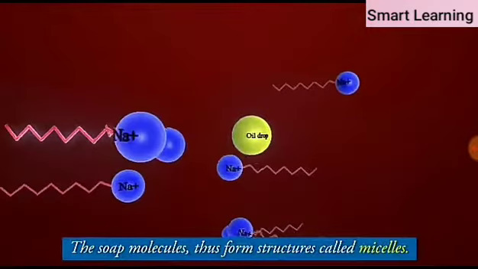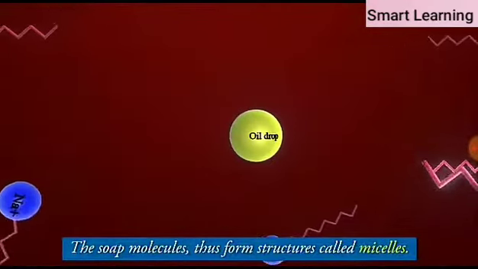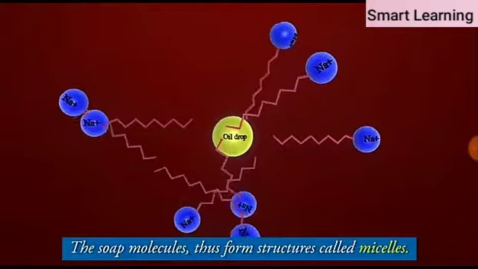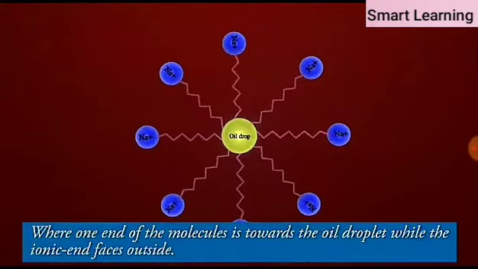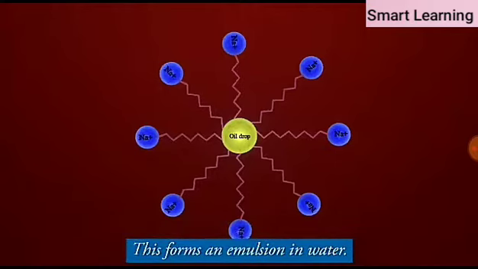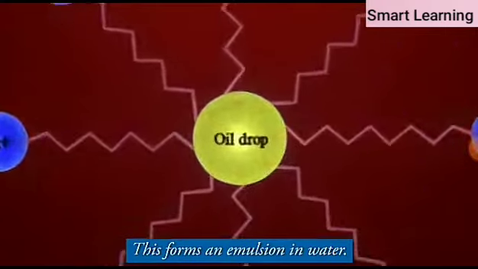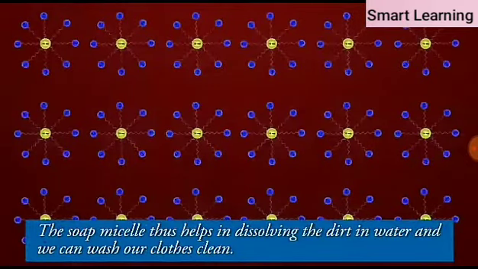The soap molecules thus form structures called micelles, where one end of the molecule is towards the oil droplet, while the ionic end faces outside. This forms an emulsion in water. The soap micelle thus helps in dissolving the dirt in water, and we can wash our clothes clean.